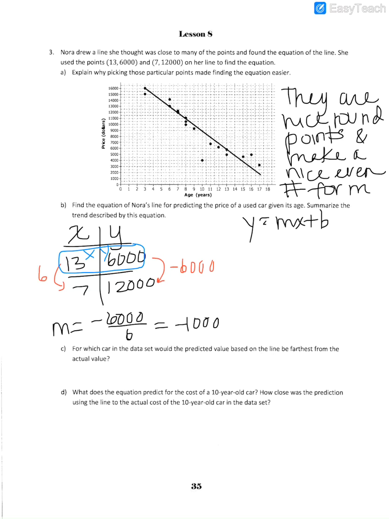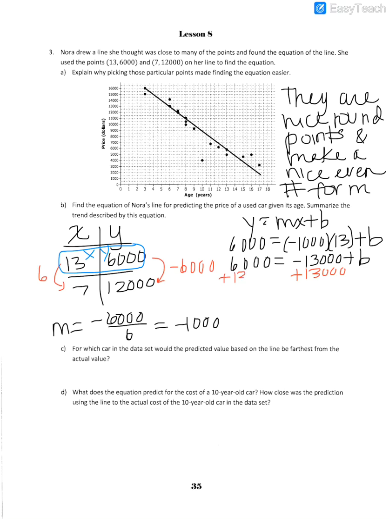Plug them in. So we have 6,000 equals negative 1,000 times 13 plus b. Okay, so this gives me 6,000 equals negative 13,000 plus b. I'm going to add the 13,000 over. So I get 19,000 equals b. And now I'm ready to write my equation of my line. y equals negative 1,000x plus 19,000.